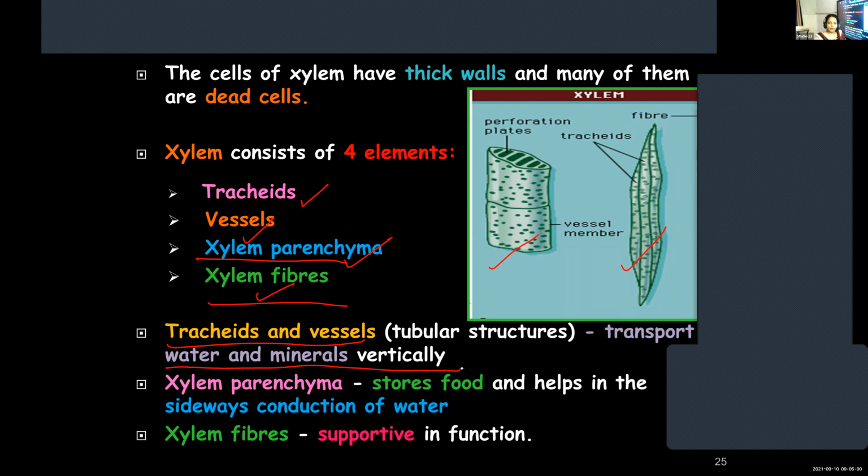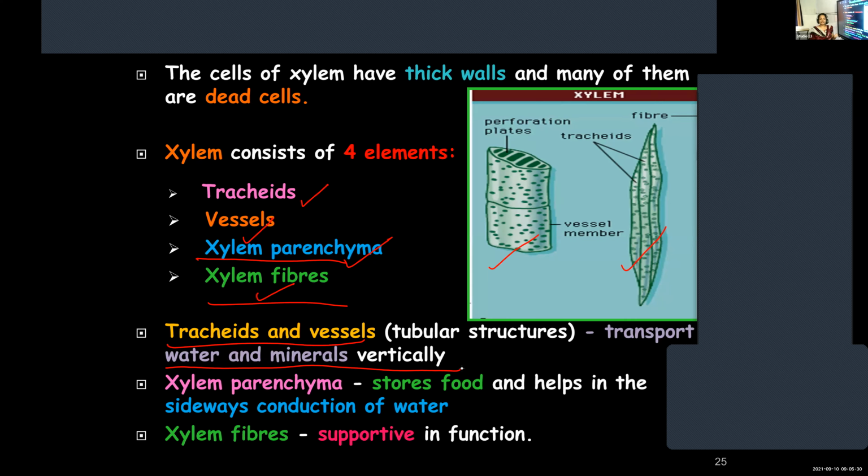I'll repeat the points again. Xylem, majority of the cells in xylem are dead. Only xylem parenchyma is living. All the other cells are dead. And the cells of xylem have thick walls. The 4 types of cells include tracheids, vessels, xylem parenchyma, and xylem fibers.